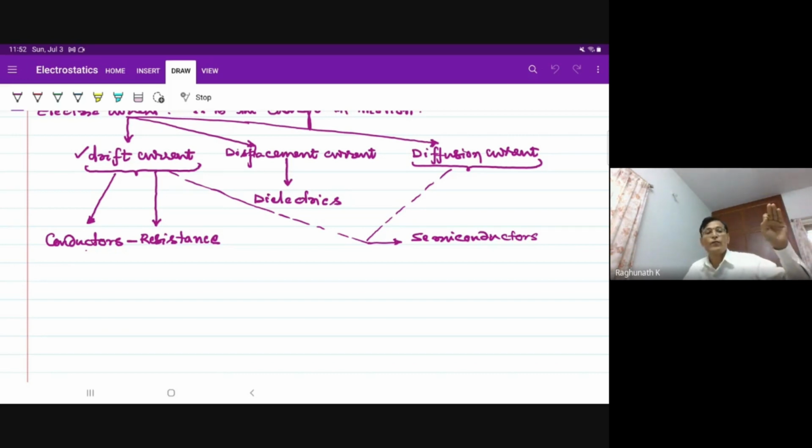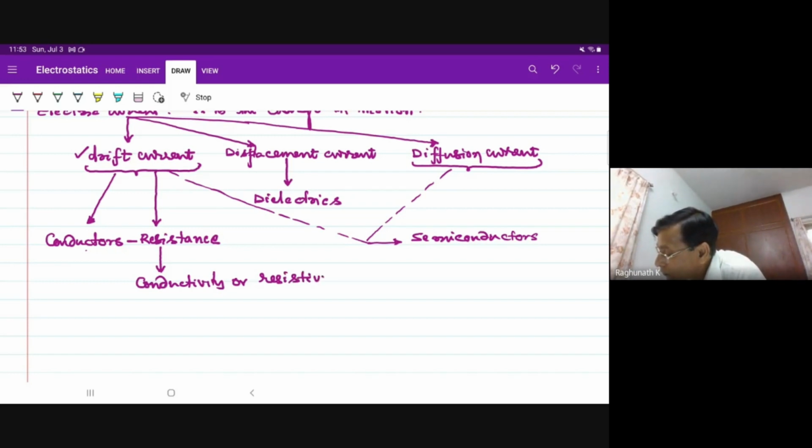Only when we speak about this drift current, constituted by the drifting electrons, drifting due to the field force, we talk about resistance of that particular conductor. It can be conductor or semiconductor also. Drift current is there in both semiconductors and conductors. And whenever we talk about resistance, resistance is not the basic property of the material. Conductivity or resistivity, reciprocal of each other, right? Sigma.